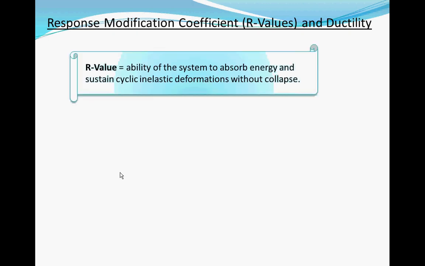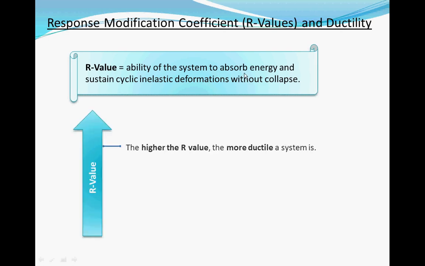So just to hammer it in again, R values in the code are related to ductility. So the two, they're trying to tie the two together. Not quite one-to-one, but that's the concept. More ductile, you get a higher R value. The R value is the ability to absorb energy without collapse. And the same slide, I just want to hammer in, the higher the R value, the more ductile the system is. Less ductile, you get a lower R value.